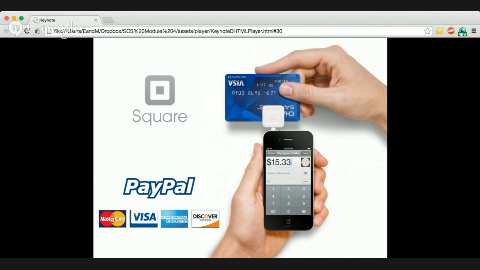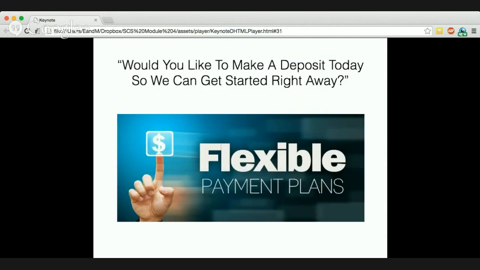Whatever your people are saying, if they say we want to use checks, then you say, yes, I take checks. If they say I want to use credit card, you say, yes, I take credit card. Make it easy to pay you.